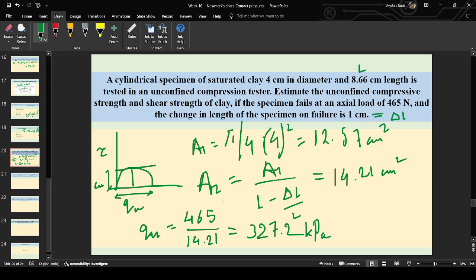Okay, now you see the value of QU is the diameter of this Mohr circle, right? The value of this UCS, diameter of the circle, right? And the value of this CU, undrained cohesion, is the radius. So we have already found out the unconfined compressive strength, that is QU. Now what is the shear strength? It is the undrained cohesion. So CU is the radius, which is half of the diameter, which equals QU by 2. That will be approximately 163.6 kilopascal. Okay, I hope it was clear.